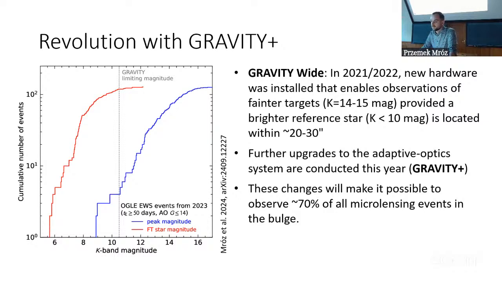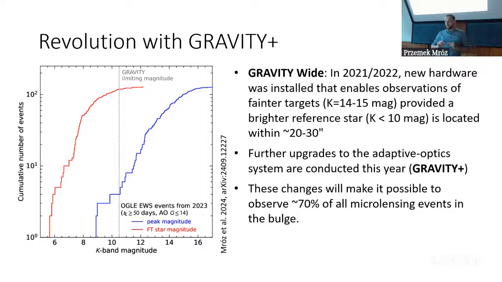But fortunately for us, there was a new development at ESO, an upgrade to GRAVITY. Thanks to that upgrade, we can observe fainter microlensing events as long as we have a bright reference star somewhere nearby. And because we are in the galactic center, in the galactic bulge, there are plenty of bright stars in the neighborhood. So thanks to that development, we can now potentially observe about 70% of all microlensing events that are out there.